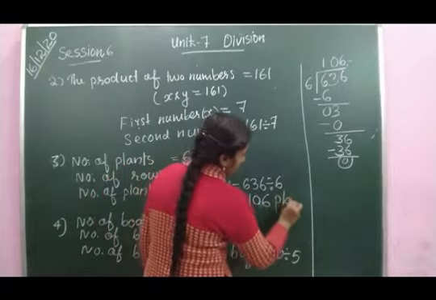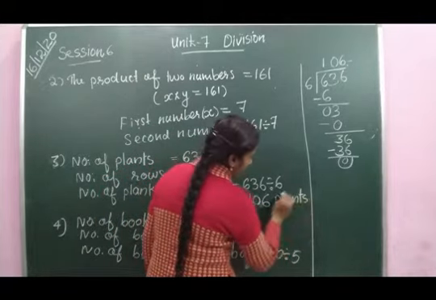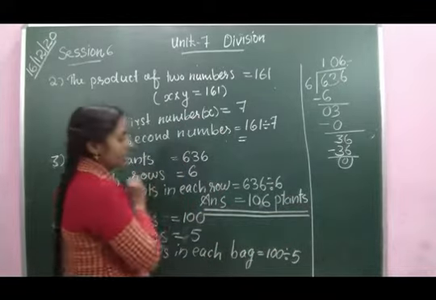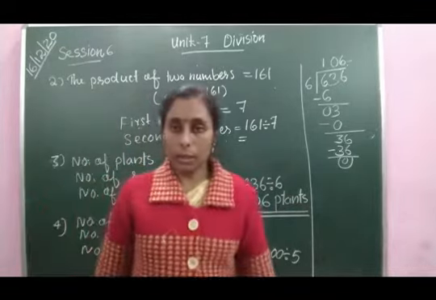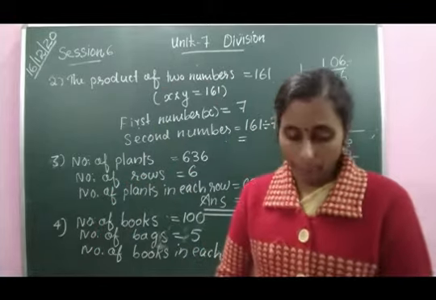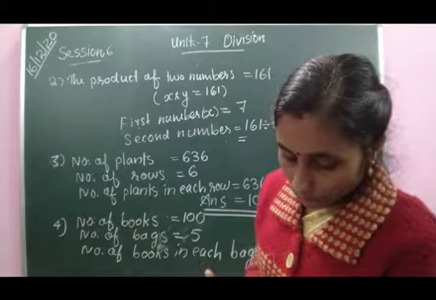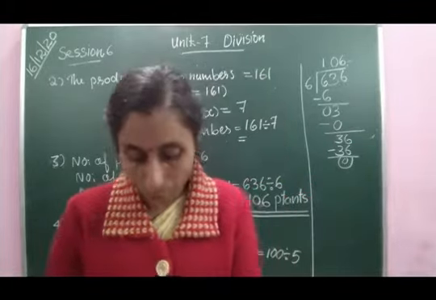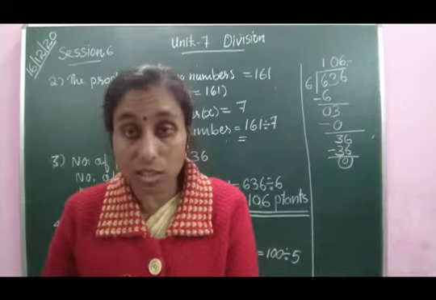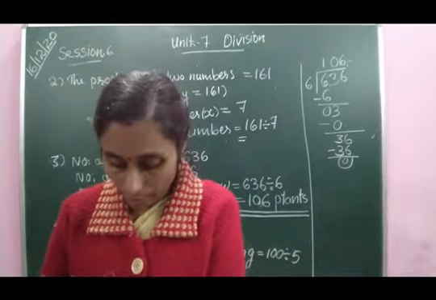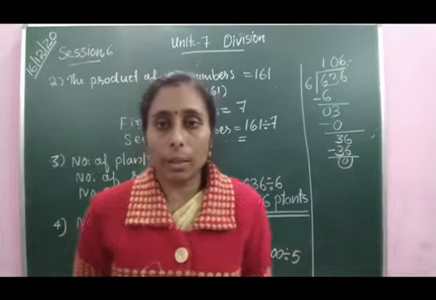106 plants are there in one row. Okay. Then question number 2 I did not tell you. I am going to tell you now. Please look at your book. The product of two numbers is 161. If one number is 7, find the other number.